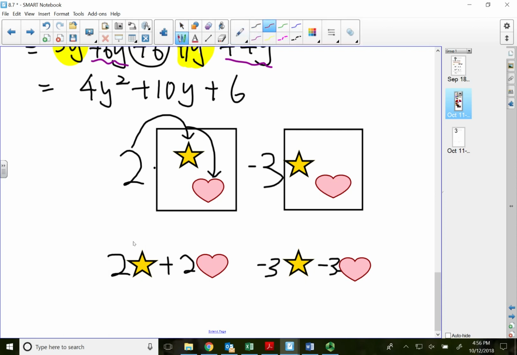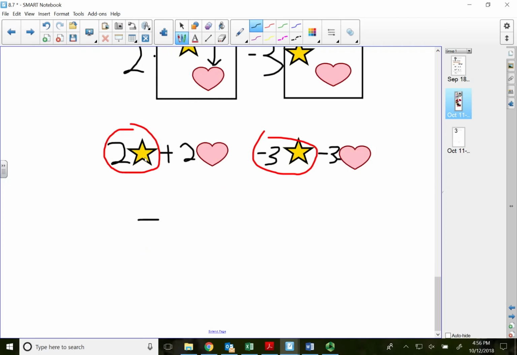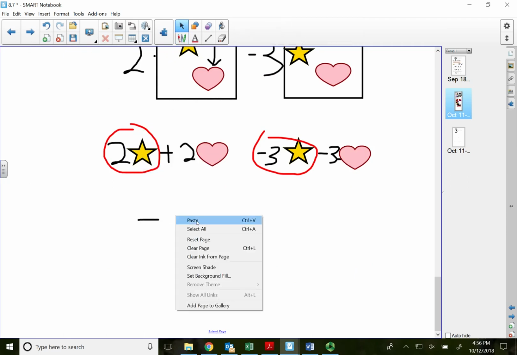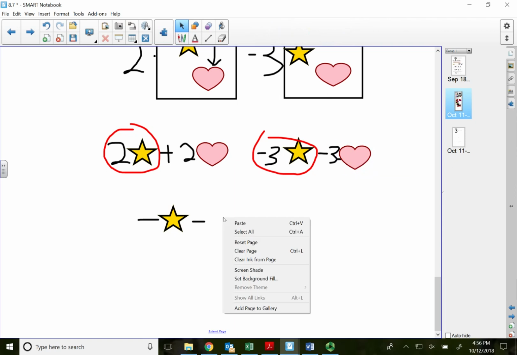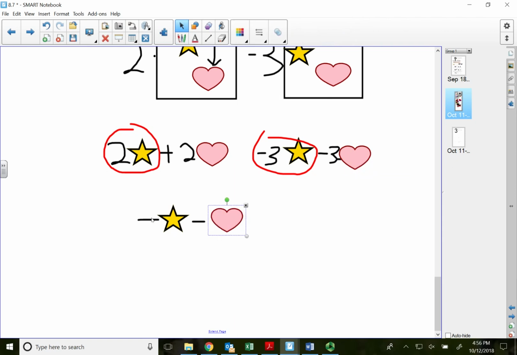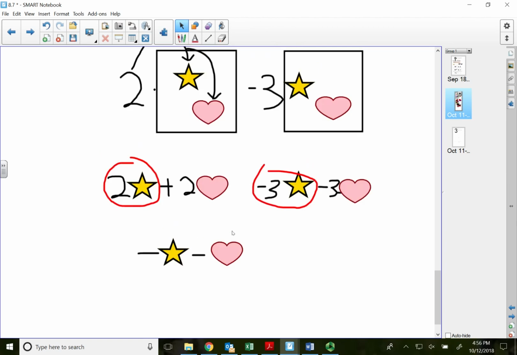So what do I begin to do? Combine like terms. So 2 star minus 3 more star, that should give me negative 1 star. 2 heart minus 3 heart, so that should give me negative heart. So what do I do with these 2 terms? Nothing. They're just there. Okay.